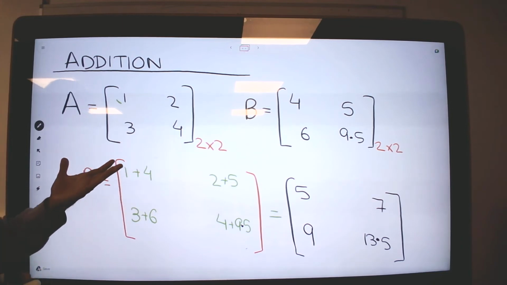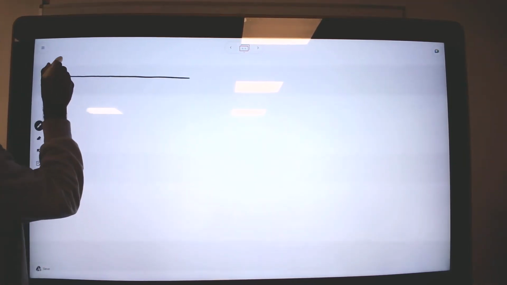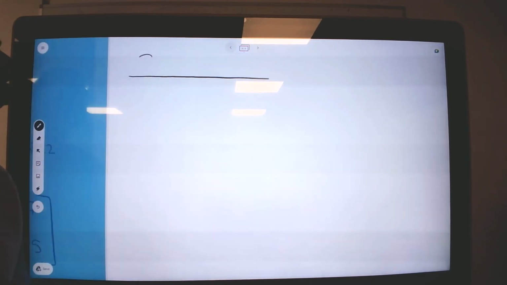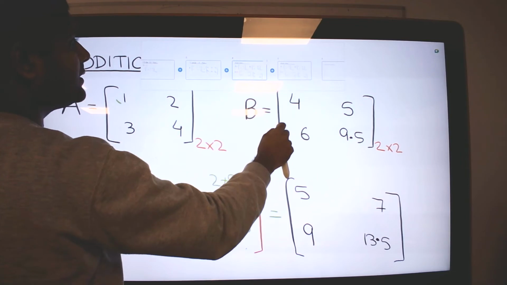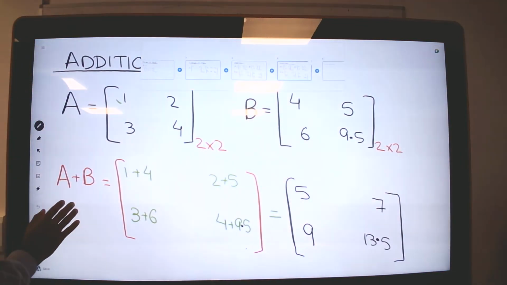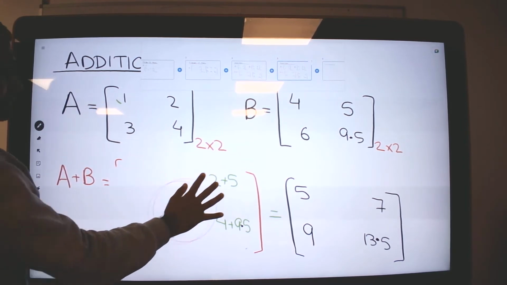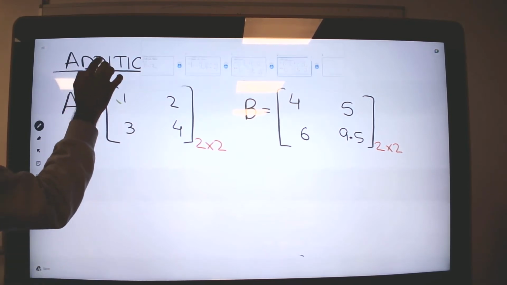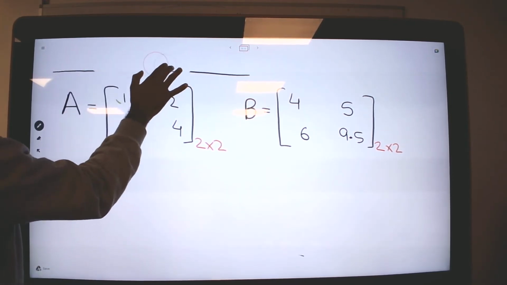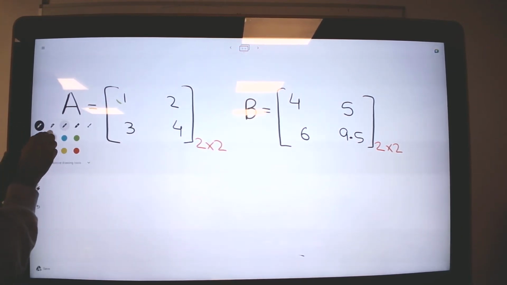Now remember these matrices, A plus B, we're going to use the same ones. What if we want to subtract the matrices? Actually, let me duplicate this. Now, if I want to subtract two matrices, how am I going to do that?